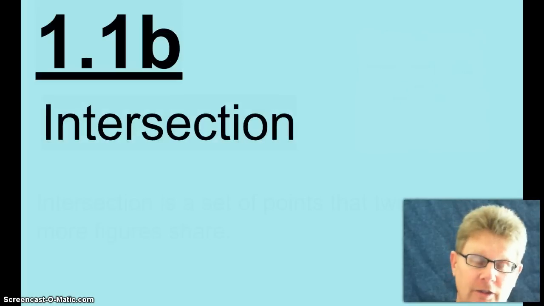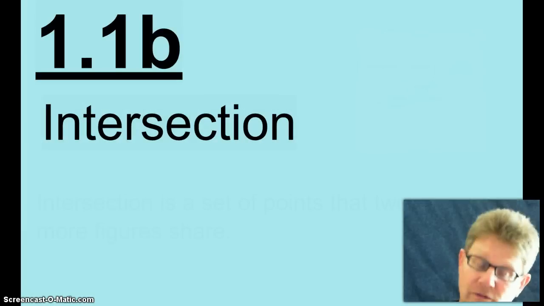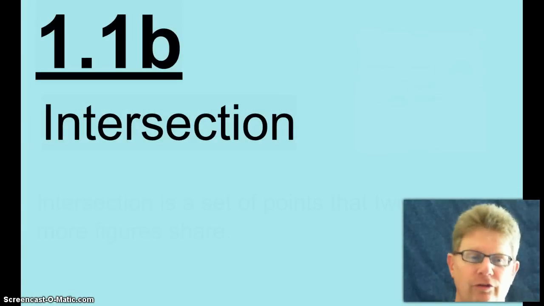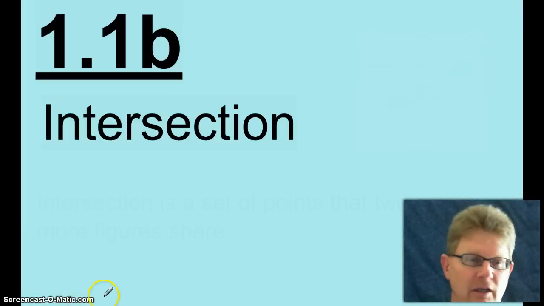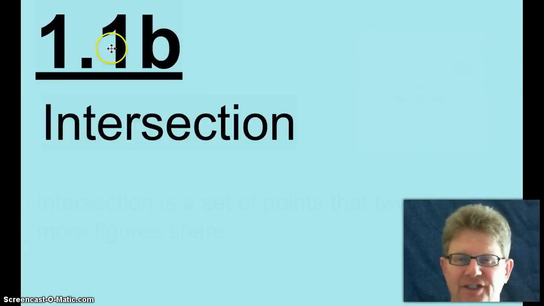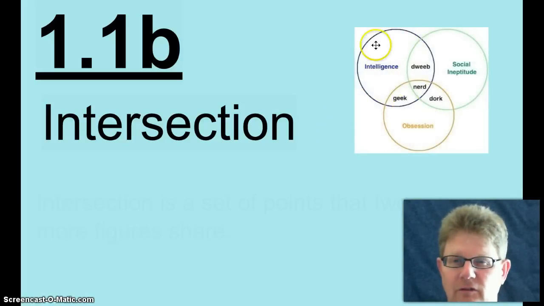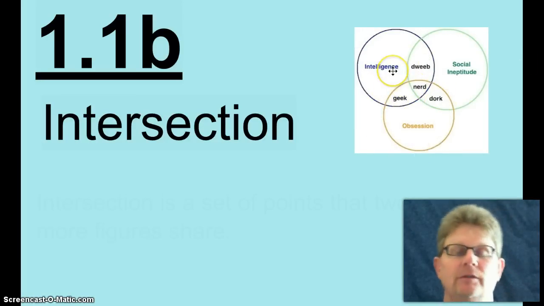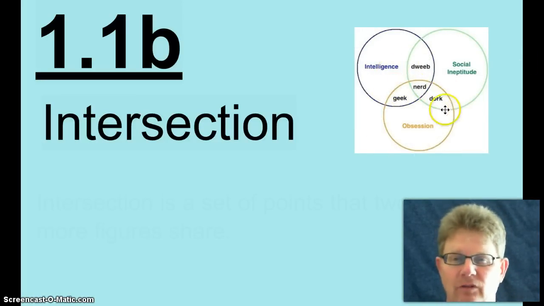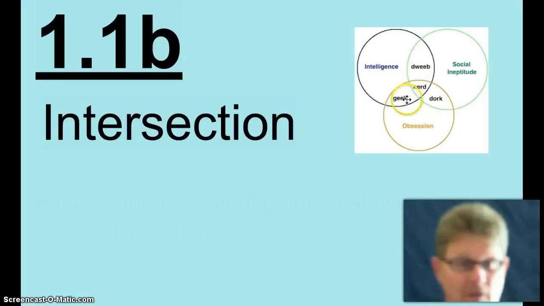The next section that we're going to talk about from section 1.1 is called intersection. And first I want to give you a non-geometry example to talk about intersection. And we'll use the intelligence, Venn diagram, social ineptitude, and obsession. And yes, at times I've been all of these. A geek, a nerd, a dweeb, and a dork.